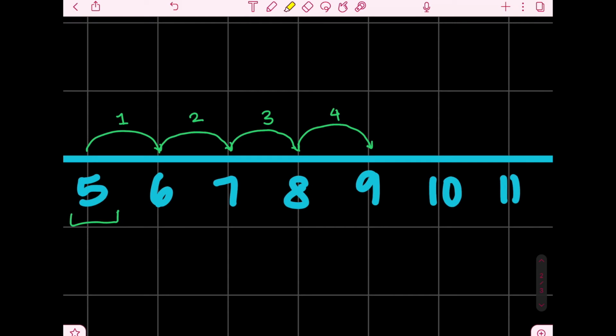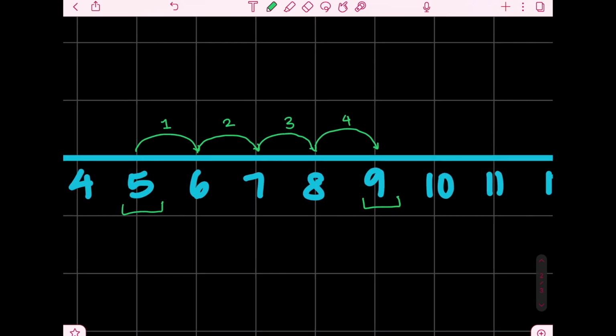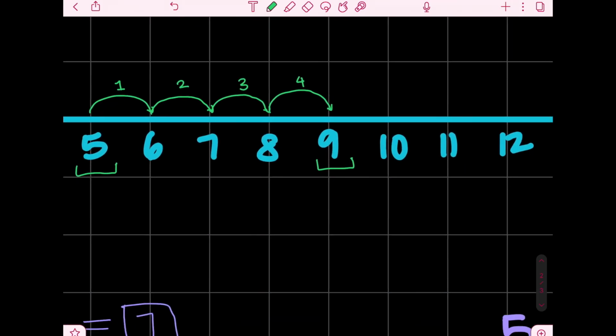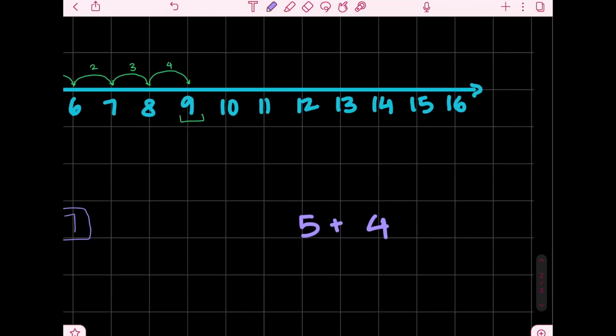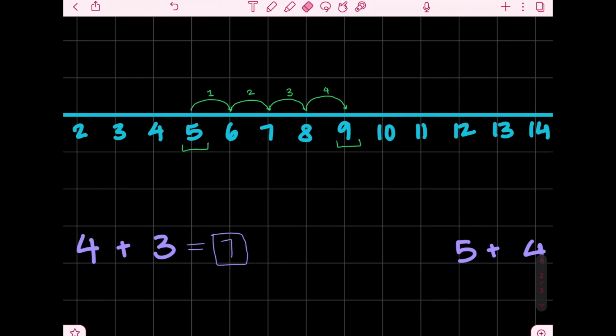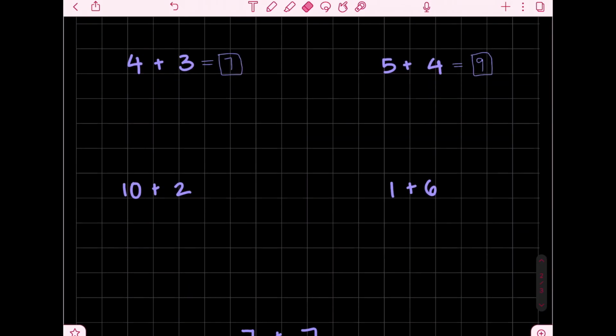Again, now that we have added 4, we look at where we have ended up, and we are here at number 9, which means that our answer to this problem is going to be 9. So let's fill that in. 5 plus 4 is equal to 9. And that's our answer. I'm going to erase this so we have a clean slate for our next problem, which is going to be 10 plus 2.